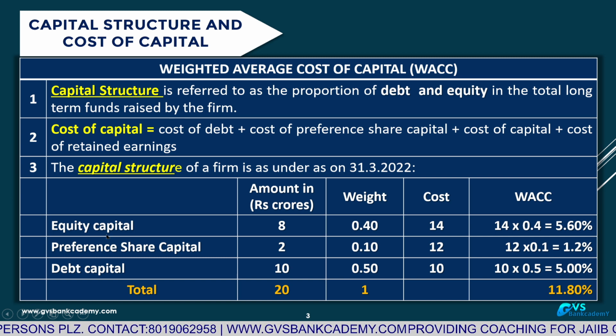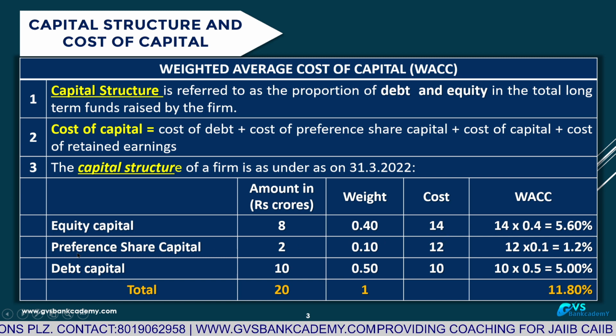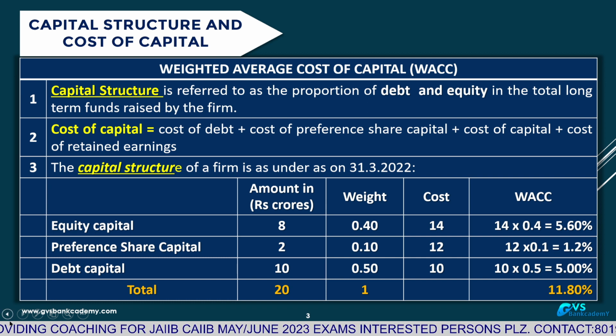What is the cost they are paying on equity capital? 14%. On preference share capital, they are paying dividend of 12% every year. On debt capital, they are paying 10%. So what is the weighted average cost of capital? 14 into 0.4 is 5.6. 12 into 0.1 is 1.20. 10 into 0.5 is 5. Now total: what is the weighted average cost of capital in this company? 5.6 plus 1.2 plus 5.